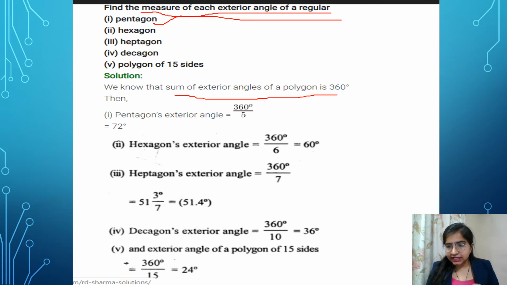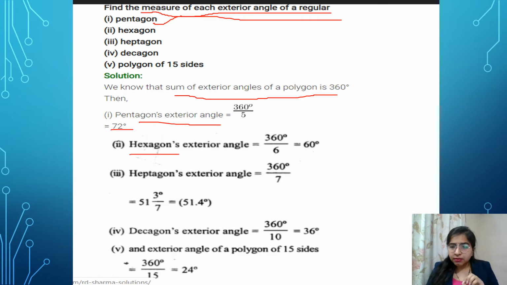In a hexagon, 6. So if you want to find the measure of the exterior angle of a pentagon, you have to divide 360 by the number of sides of the polygon. A pentagon has 5 sides, so 360 divided by 5 is equal to 72. 72 will be the measure of each angle.